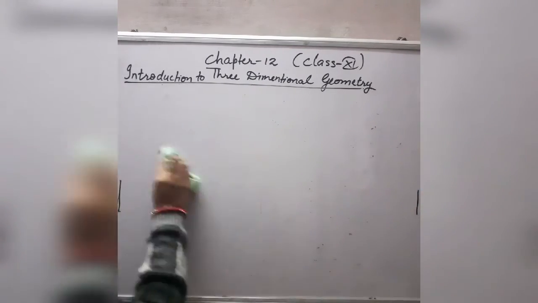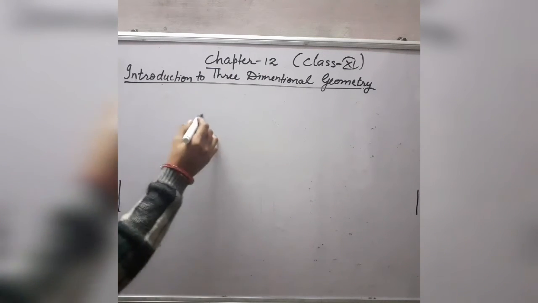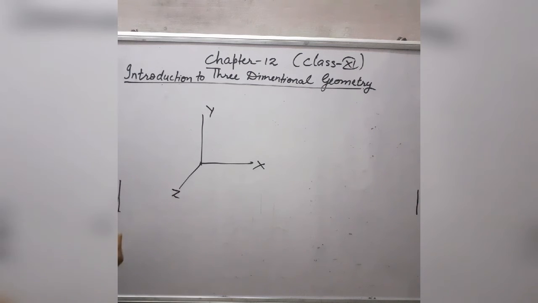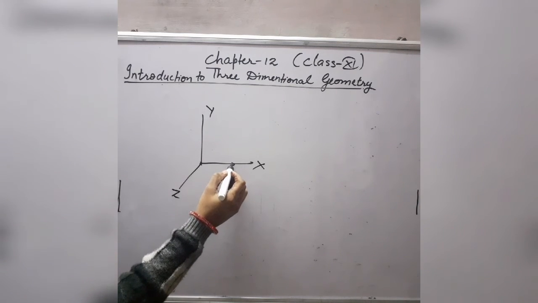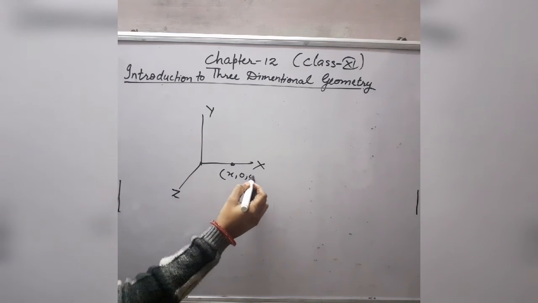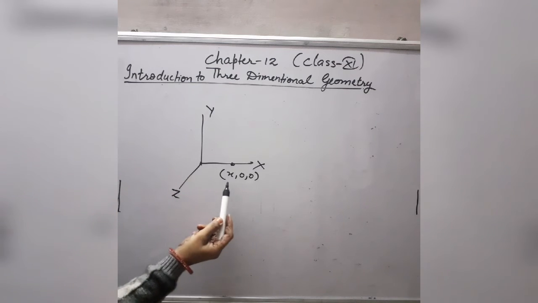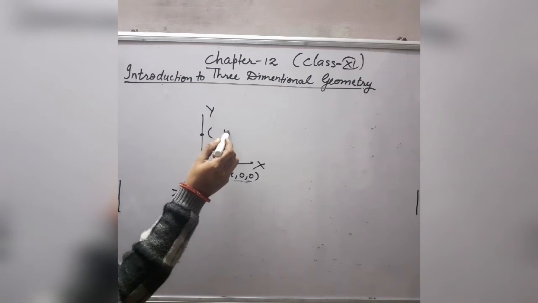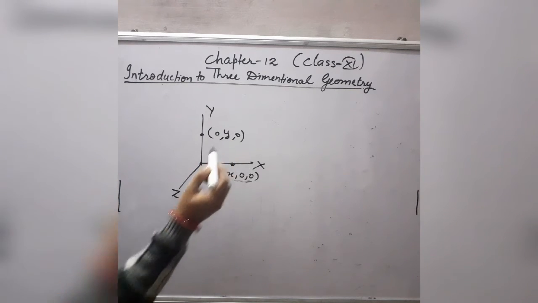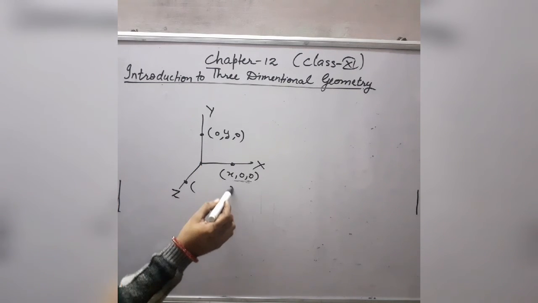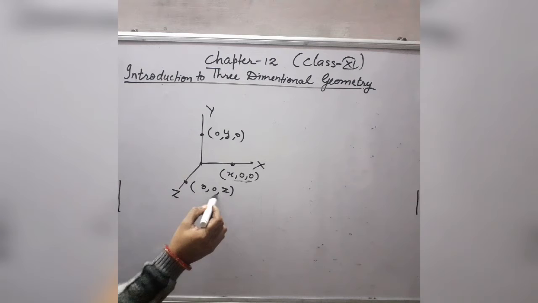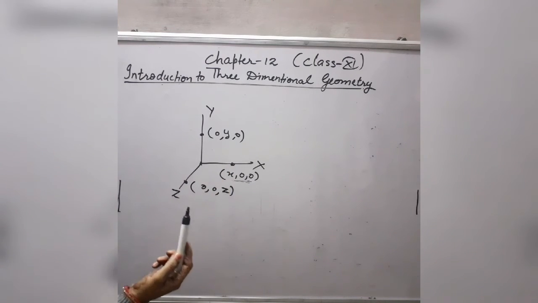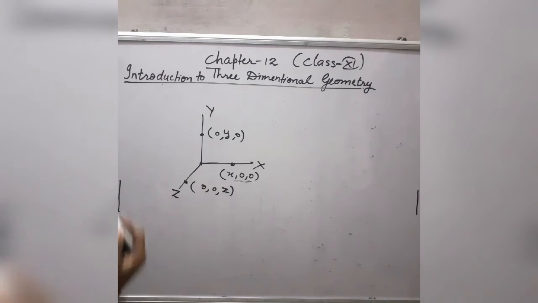Now see one more thing. Let us suppose this is the x-axis, this is the y-axis and this is the z-axis. If any point lies on the x-axis, in that case the values of y and z will be 0. It means the coordinates of the point will be in this form. If any point lies on the y-axis, the values of x and z will be 0. And if any point lies on the z-axis, the values of x and y will be 0, 0. So these are the forms of the coordinates of points if the points lie on the x-axis, y-axis and z-axis.